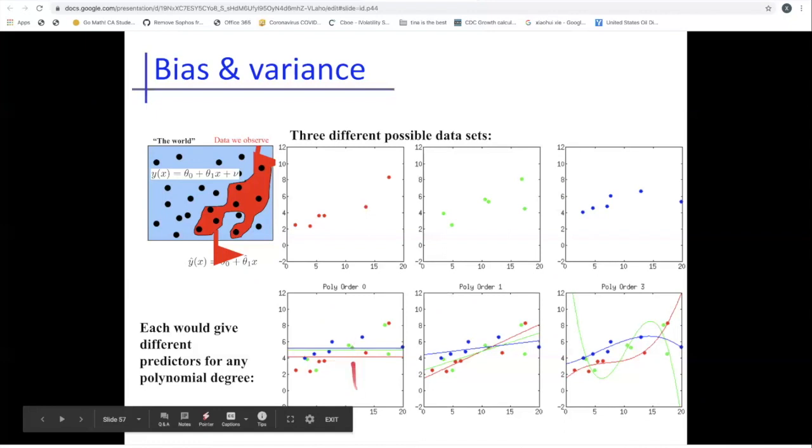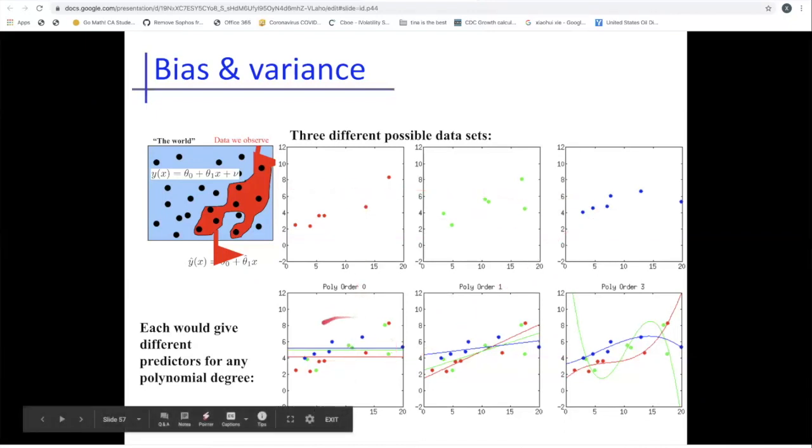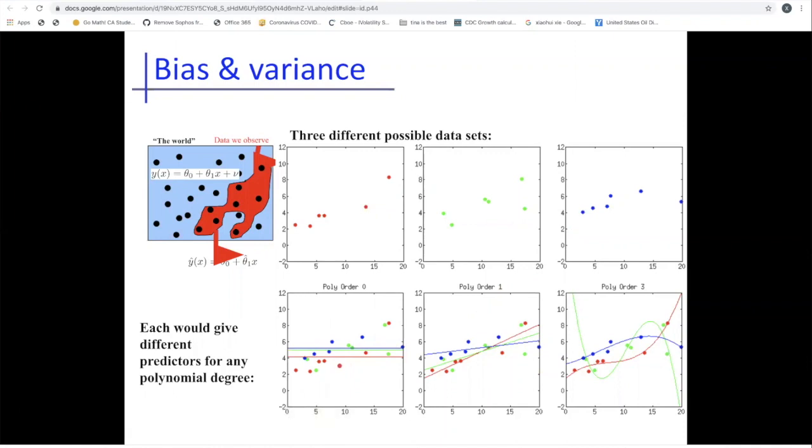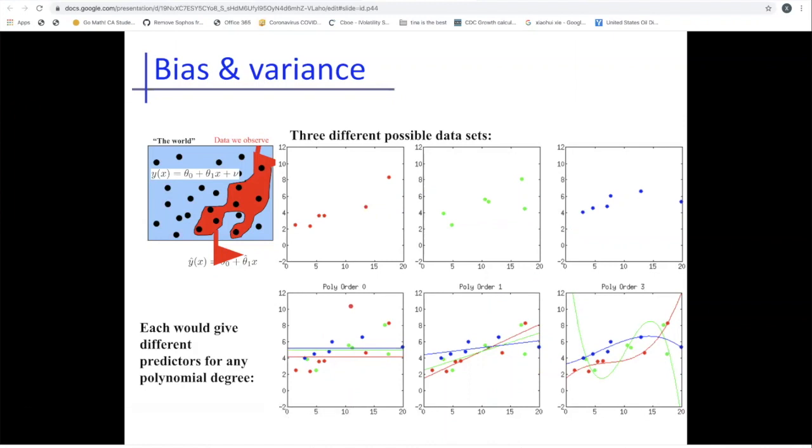You can see they are slightly different. So based on the different training data sets, your learned models will be different. That's expected, right? Your model depends on your training data set. If you give me a different training data set, the learned model will be different. So these are three different models learned based on the constant function. Now I move to the first order polynomial.